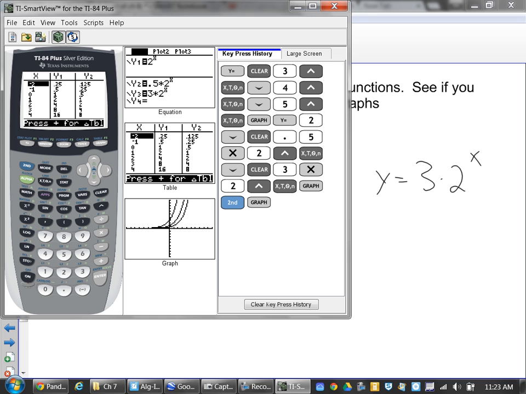The first one, depending on how you type them in, my first equation is 2 to the x. What was my y-intercept? 1. My second equation was y equals 1/2 times 2 to the x. What was my y-intercept? 1/2. My third equation, if you move over to the right, what's my y-intercept? 3.